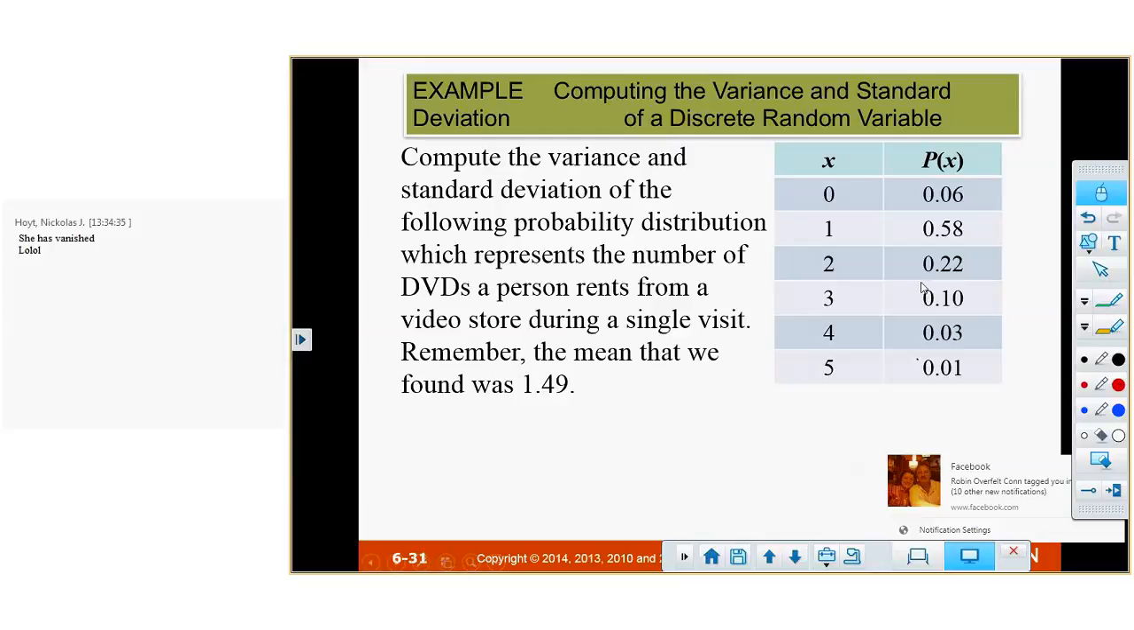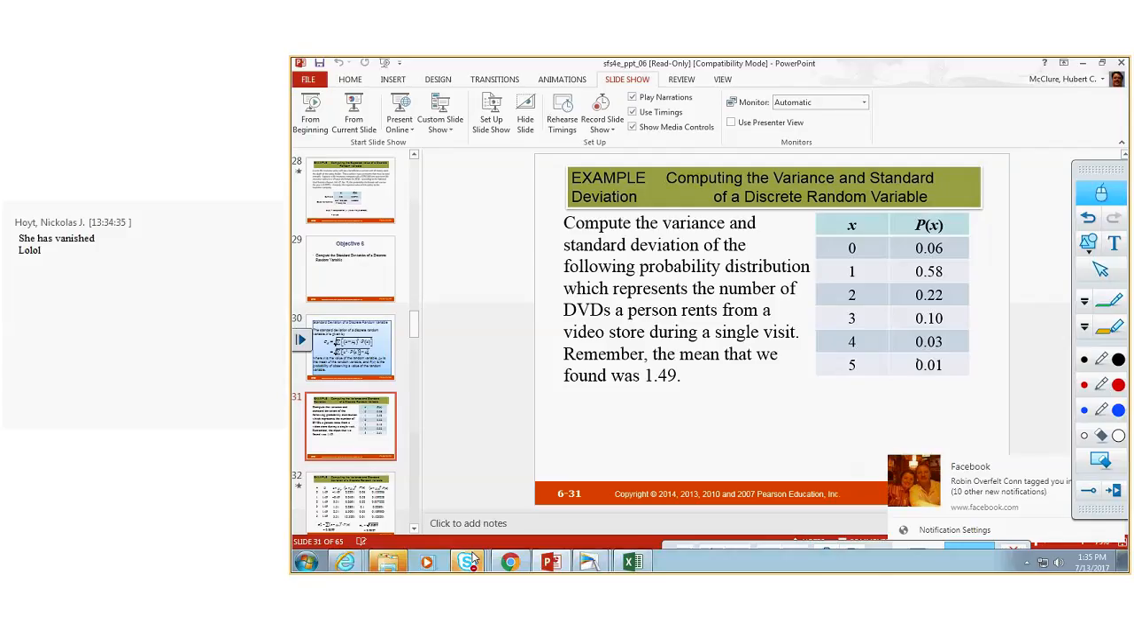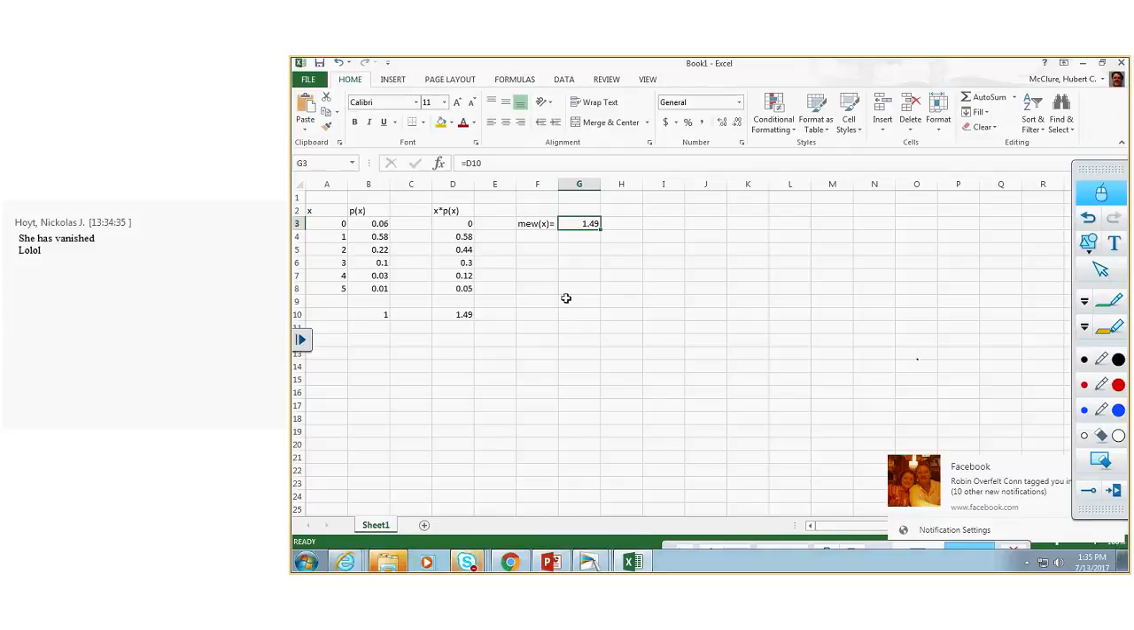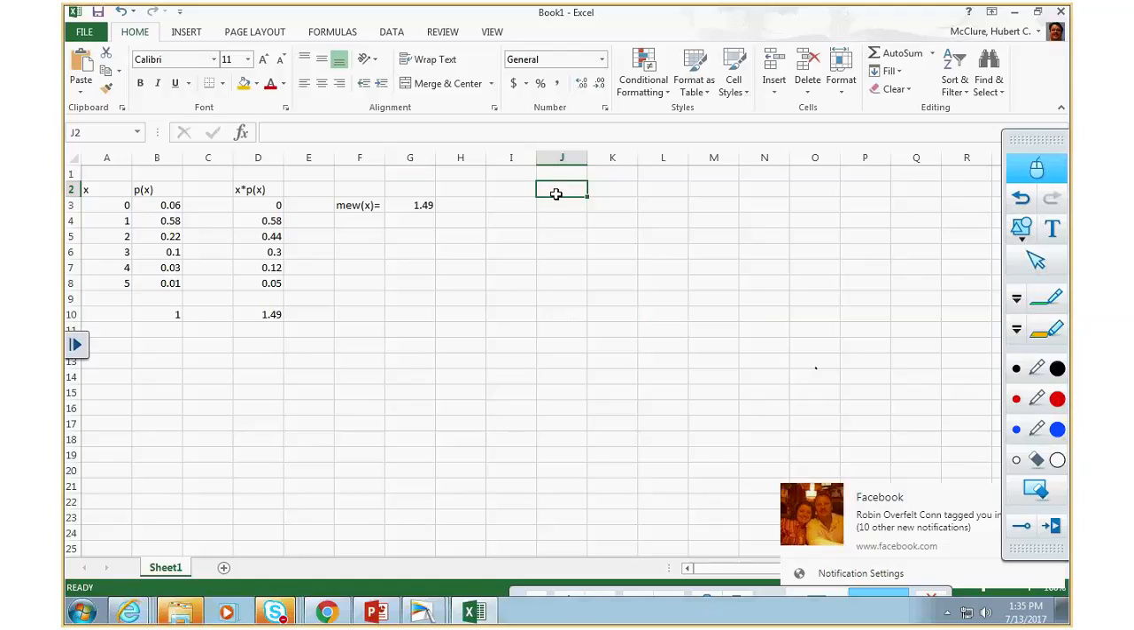All right, so here we go. Take our handy dandy Excel spreadsheet and pull it back up. Now we got mu. What do we need? Don't we need x squared? So that means equal to this. I'll do the first one for you. 0 squared is 0. Copy it down.